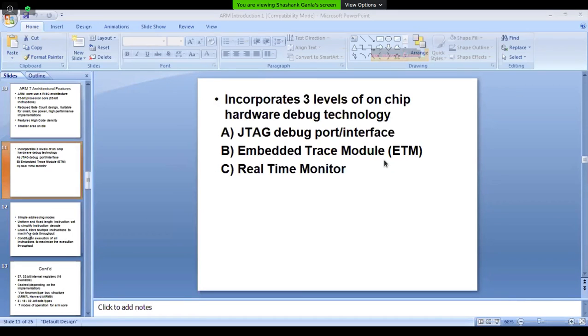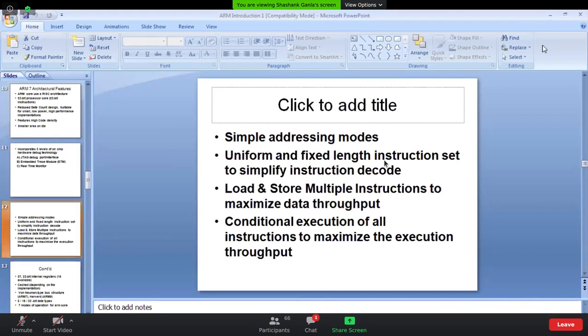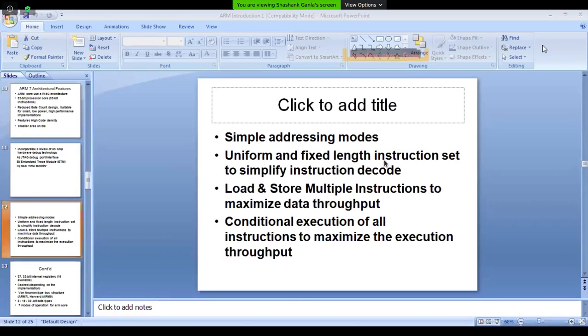Next, coming down to the next set of features, ARM is a RISC architecture, and a usual feature of RISC architecture is that it does not contain lots of addressing modes. So ARM architecture has relatively few addressing modes, maybe around 4 to 5. When we come to the programming part, you will come to know that anyway. So it has fewer addressing modes.